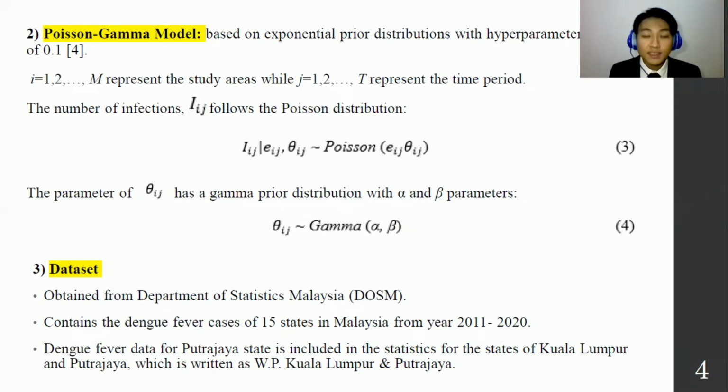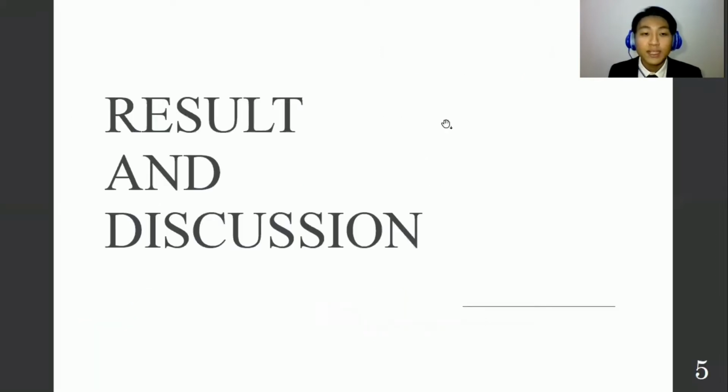All right, so the data set in this study is obtained from the Department of Statistics Malaysia, DOSM, and it contains the dengue fever cases of the 15 states in Malaysia from the year 2011 until 2020. The dengue fever data for Putrajaya is included in the statistics for the states of Kuala Lumpur and Putrajaya, which is written as WP Kuala Lumpur and Putrajaya in this study. So regarding the results and discussion.